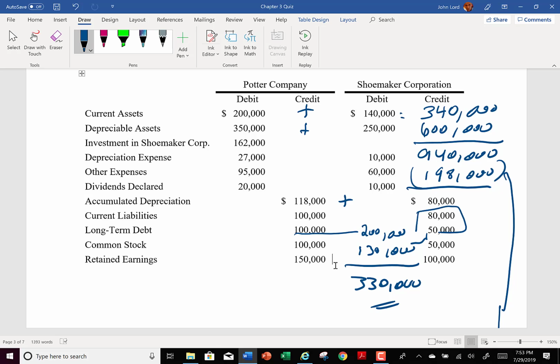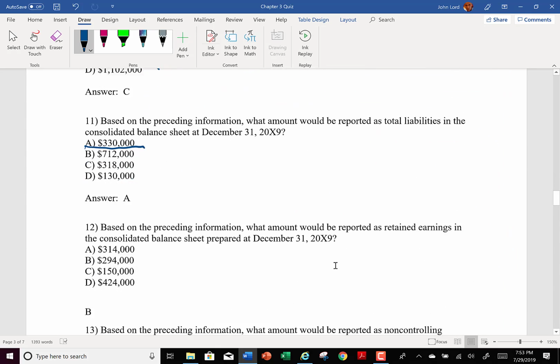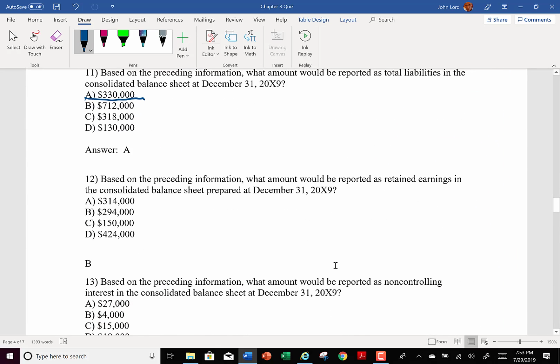Is that the answer? So the consolidated is the parent's, isn't it? Consolidated retained earnings? Yes. Is the parent's retained earnings? Yeah. Okay. And it works that way because what? We're going to include all the activity of the subsidiary in there, aren't we? In that consolidated number?